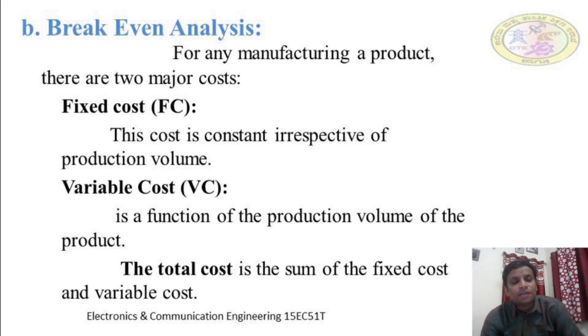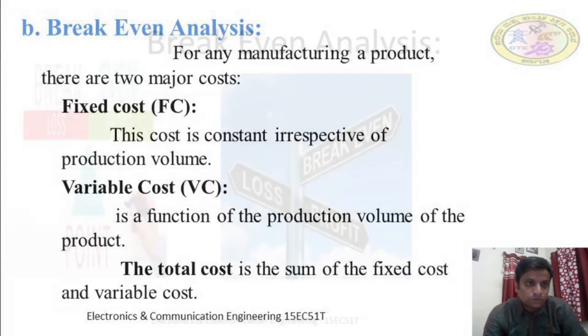Whereas the variable type of cost is nothing but what? If production volume increases, suppose for example, if we manufacture only one mobile, it costs us 4,000. But when you manufacture 1,000 or 1 lakh mobiles, it becomes 2,000 rupees, 3,000 rupees, like that. Such a type of cost is called variable cost. The cost decreases as the volume increases, that cost we call variable cost. So the total cost is the summation of these two.